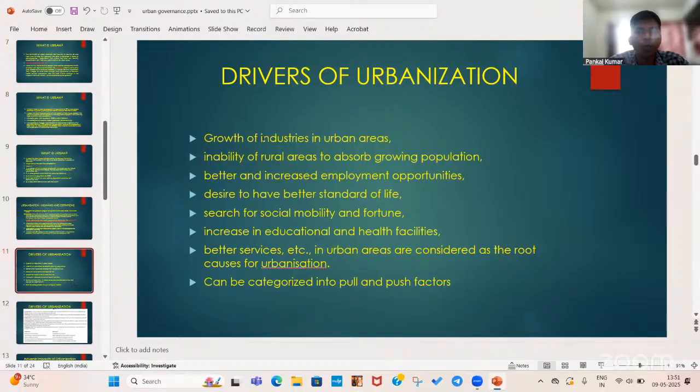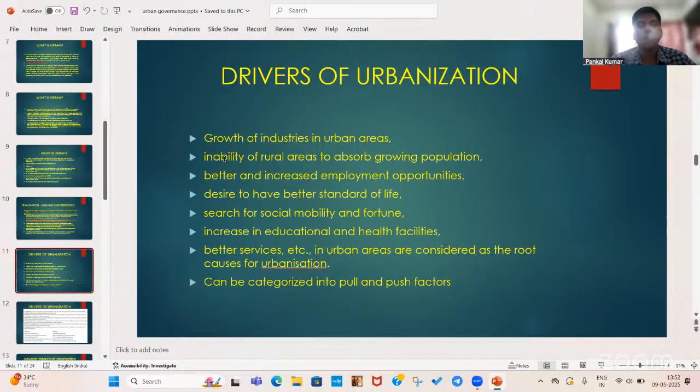If you closely try to understand the first one, growth of industries in urban areas, this can be called a pull factor. Why can it be called a pull factor? Because it is pulling people away from rural areas. Number two, if you look at the second driver, inability of rural areas to absorb growing population, what does it mean?